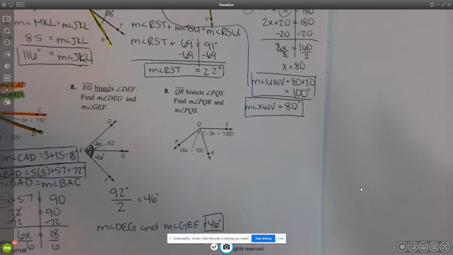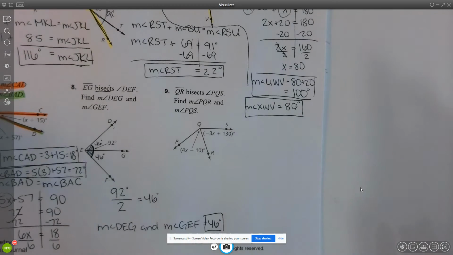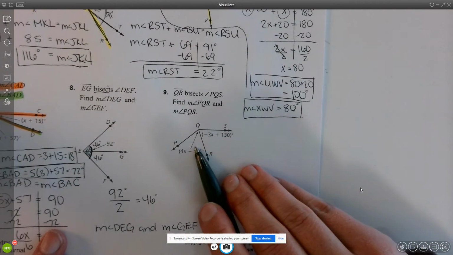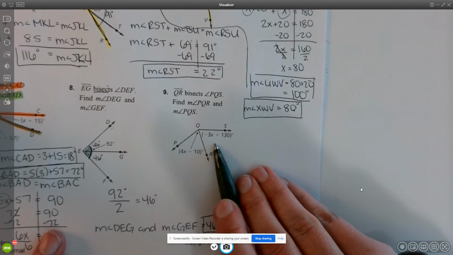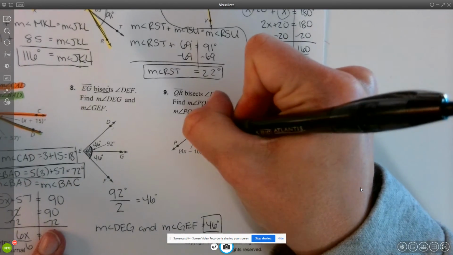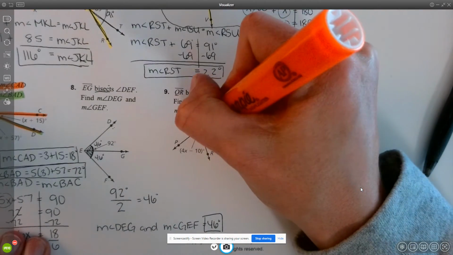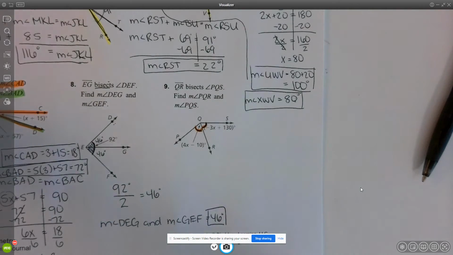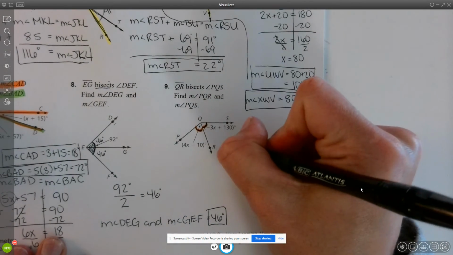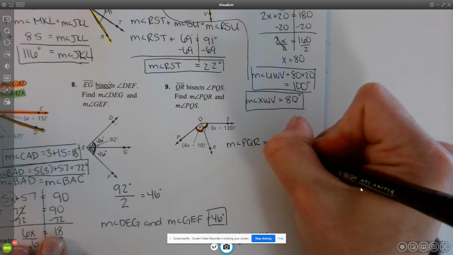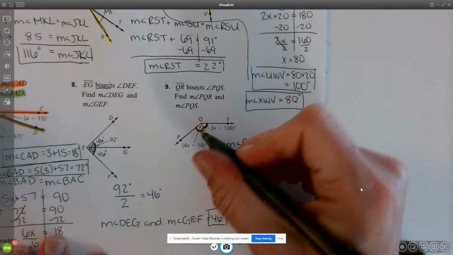And the last one, ray QR bisects angle PQS. Find the measure of angle PQR and the measure of angle PQS. Remember, to bisect, like we just said in number 8, it means to cut the angle into two congruent angles. That means these two smaller angles here are congruent. So I'm going to go ahead and put one arc on each of these little angles to show that they're congruent. That tells us that the measure of angle PQR, this small angle here, has to be equal to the measure of angle RQS.